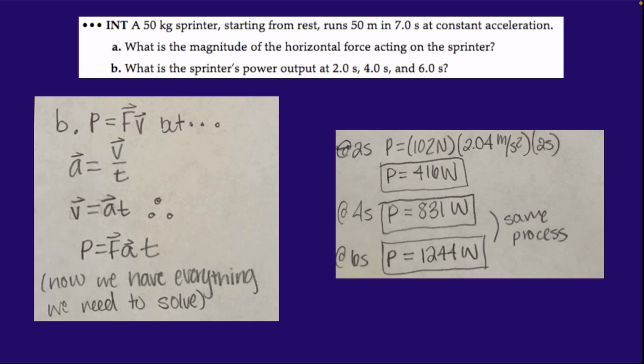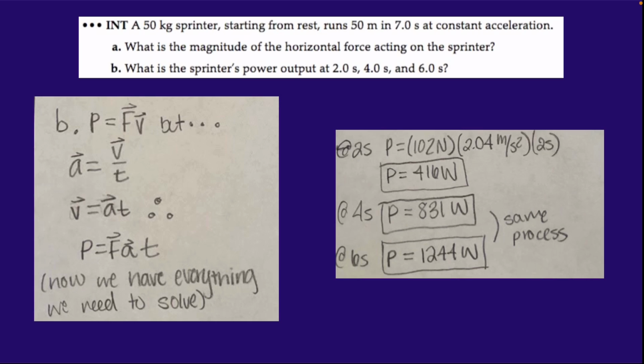You can see that on the right, where I used that force that we previously solved for, 102 newtons, and multiplied it by the acceleration we previously solved for, 2.04, and then multiplied it by the seconds that the problem provides. And so at 2 seconds, the power is going to be 416 watts. At 4, it's going to be 831, and at 6, it's going to be 1244. So that's basically the end of the problem.